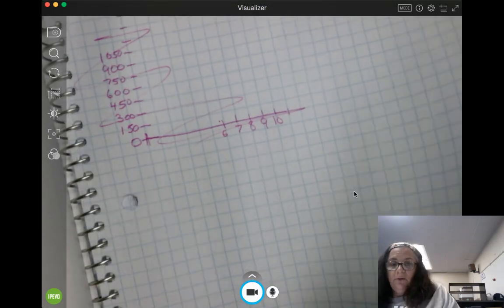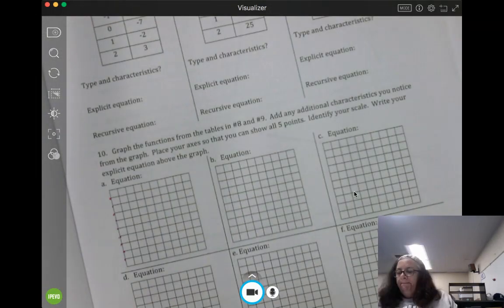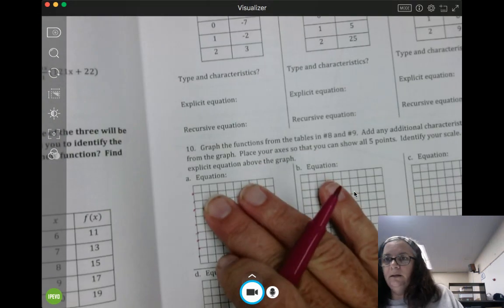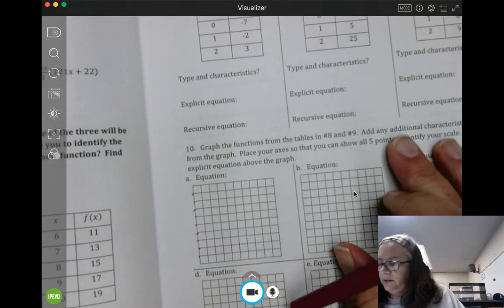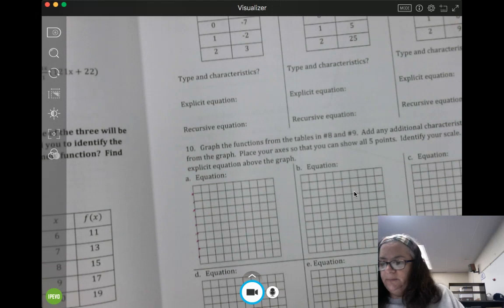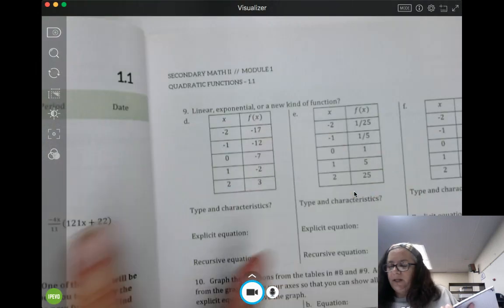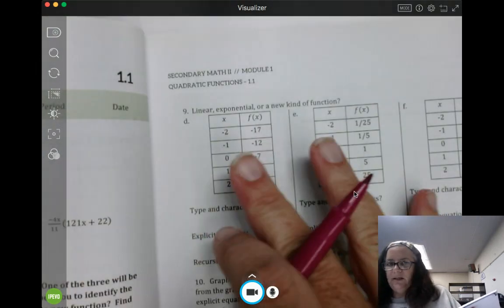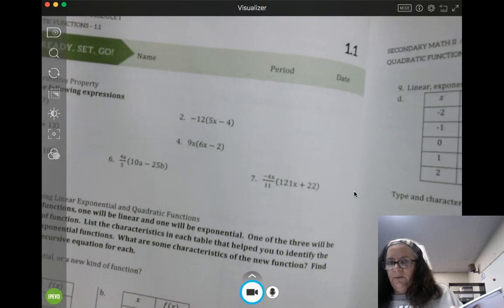Okay, so let's look at number 10. So number 10 says to graph the functions from 8 and 9. Okay, by the way, I didn't do a video on 8 and 9 because I think you already know how to do that.